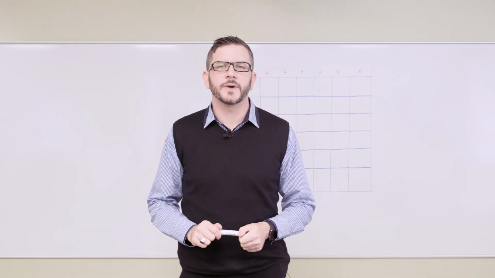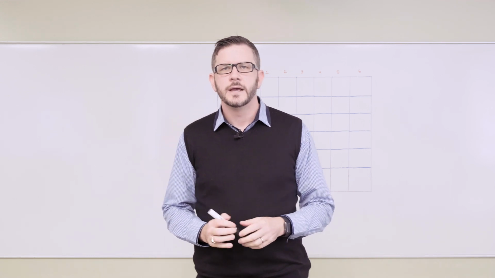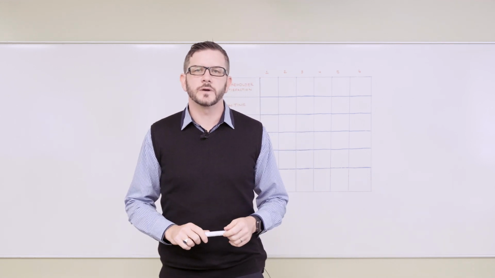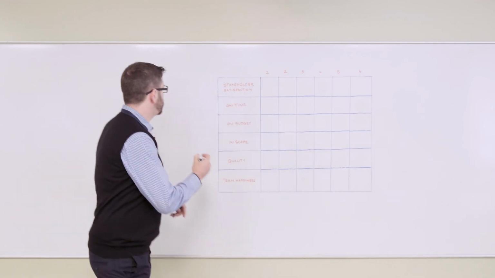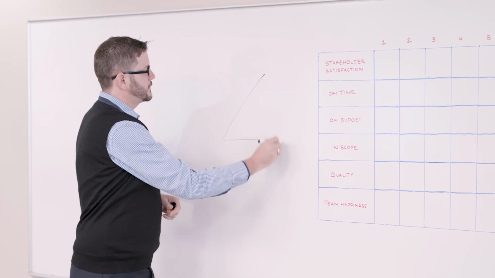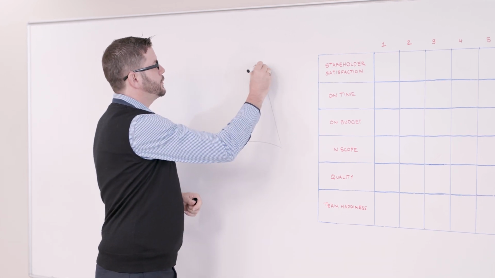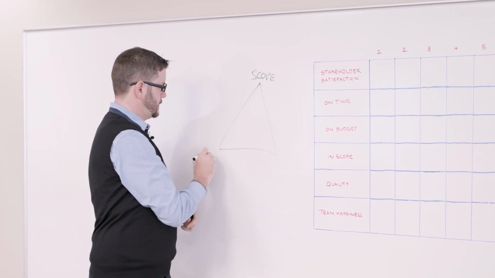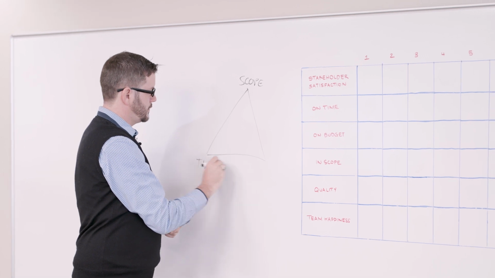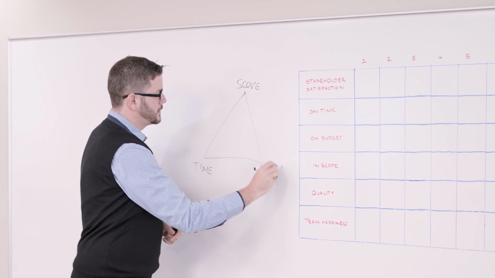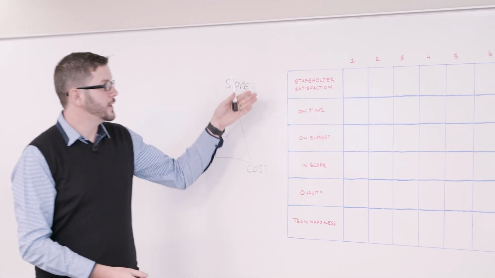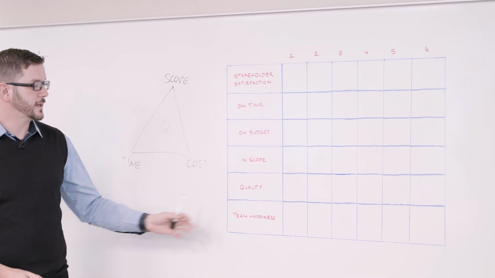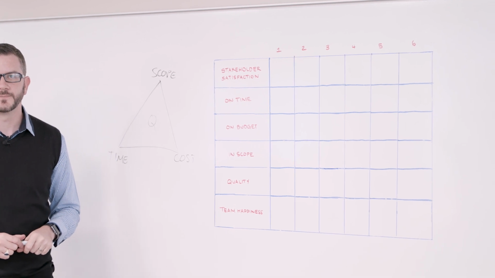Today we're going to talk about success trade-off sliders. At the beginning of each project or initiative, we're faced with certain constraints. Traditionally, we would have expressed those as scope, time, cost, and quality. We're still going to use these, but we're expanding them by stakeholder satisfaction and team happiness.